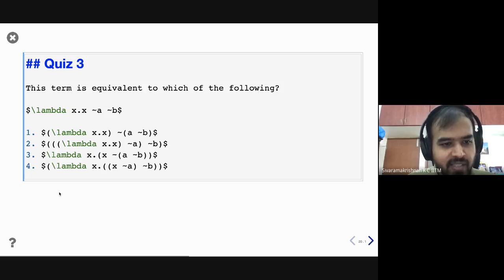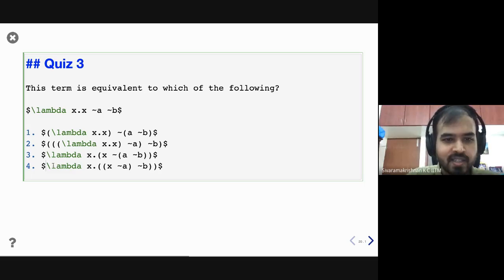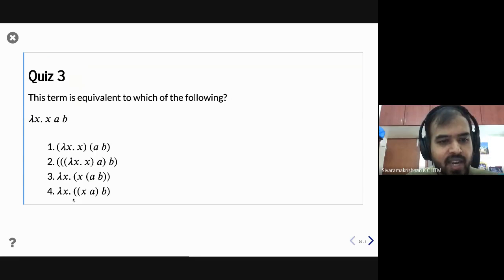This is an extra bracket. I don't actually need this, but it doesn't matter if it is there. The idea is that you first apply x to a, take that result and apply it to b, because function application is left associative. Okay, just apply those two conventions.